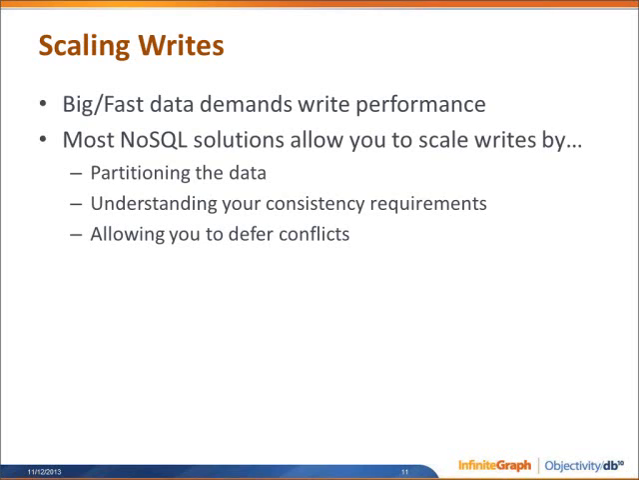You can also partition the data to get faster writes. You can partition the data through replication or through sharding, and you can do writes to the partitions instead of writing to a single database. And then you can also defer conflicts. When you have graph data, there's a large number of conflicts because you're writing to data that's connected. So if you update one piece of information, you may be affecting a couple other pieces of information at the same time.